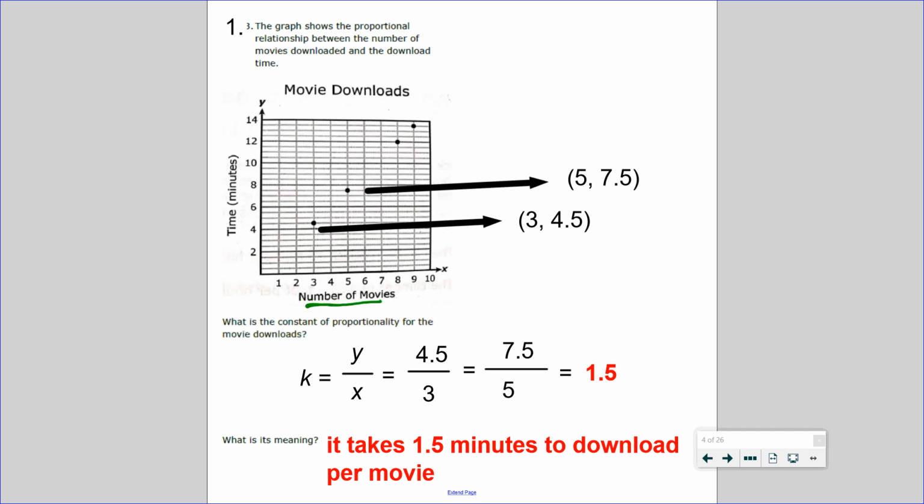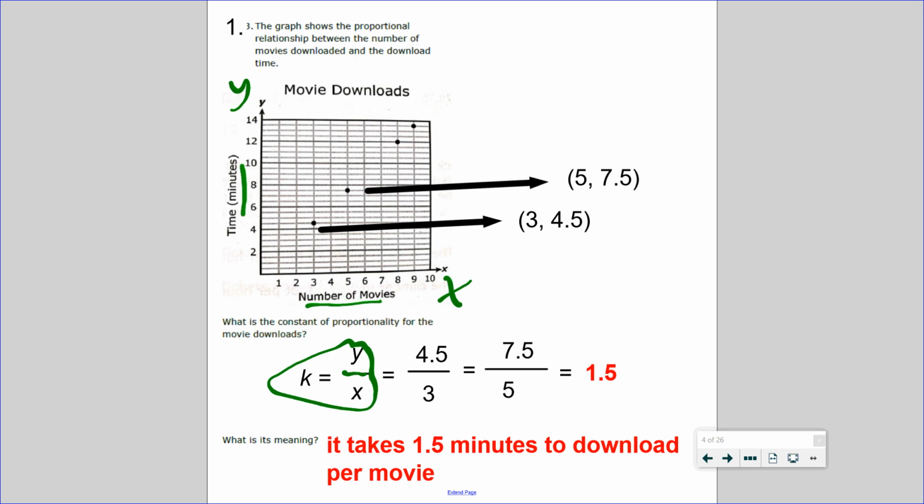Number of movies and the downloaded time. This is the x-axis. This is the y-axis. What is the constant proportionality? You do not need to memorize this formula. You'll be given a purple math chart for your test. So you just have to make sure you understand constant proportionality means k equal y divided by x.